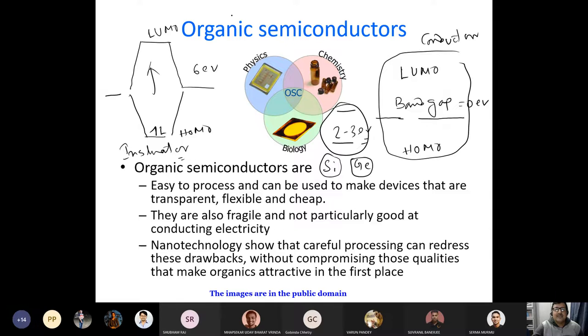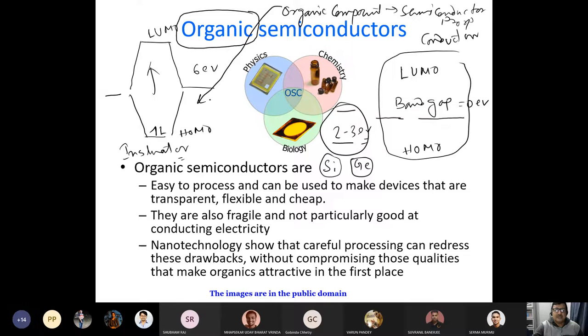Now I am utilizing the term organic. So what do I mean by organic semiconductor? Carbon will be one of the ingredients, but it should be an organic compound that is showing semiconductor properties. Typically, all the organic compounds show insulating properties. Most of the organics are insulators, for example polymers like polyethylene, polystyrene.